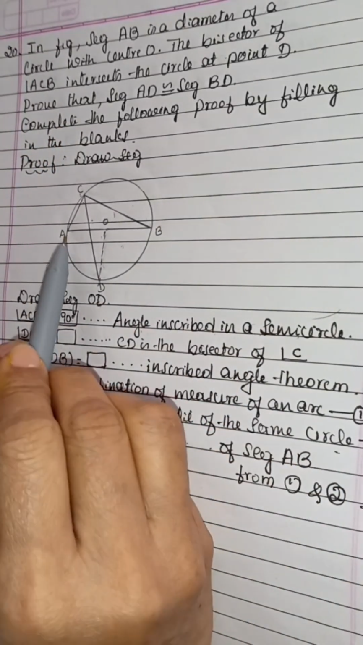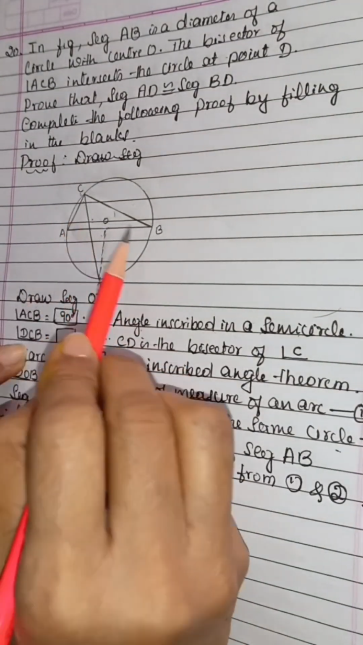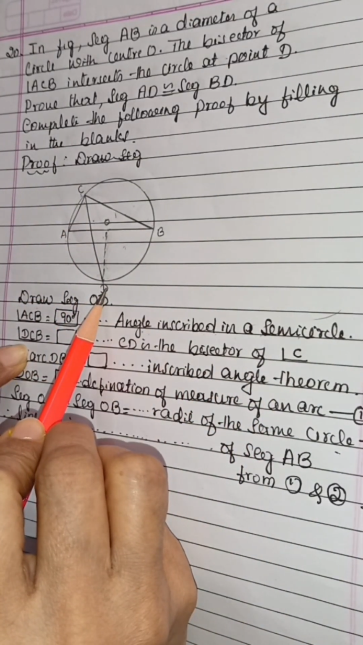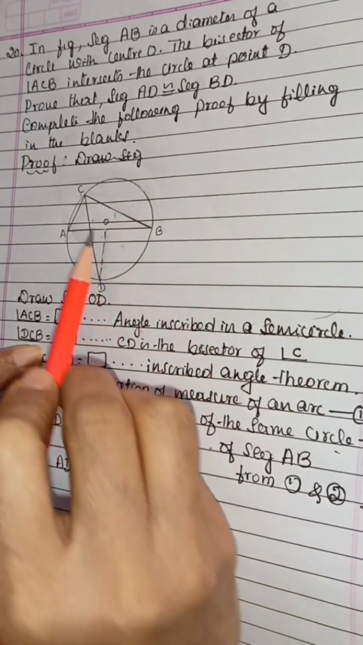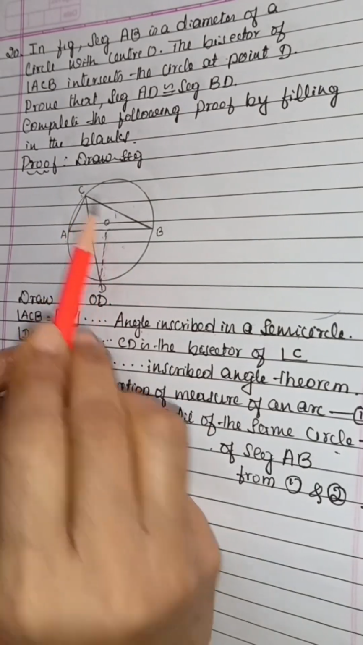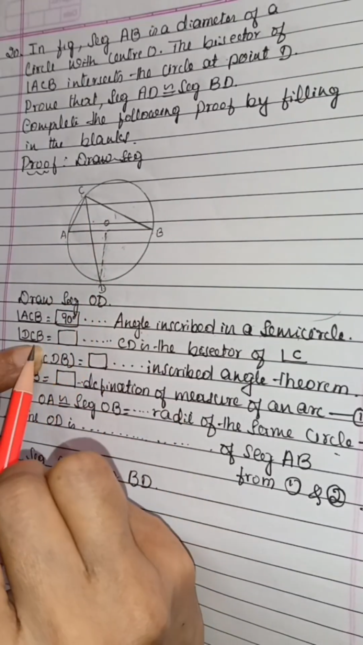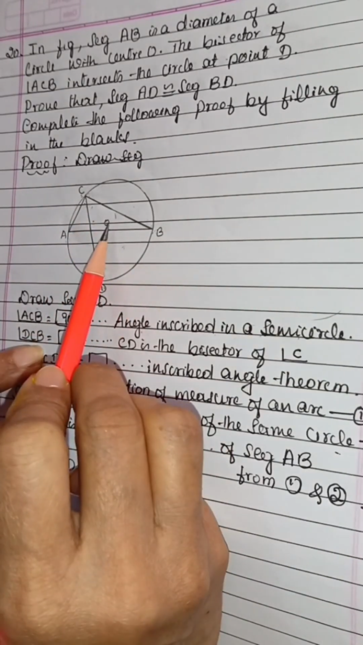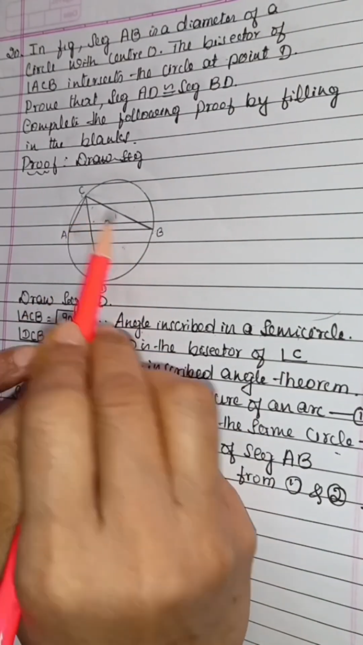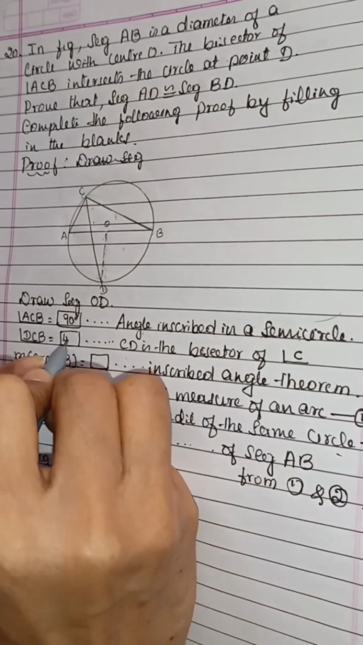Now angle DCB. See, CD is the bisector of angle C. Then how much is angle DCB? We know ACB is 90, and CD is a bisector. Then what is the measurement of angle DCB? Half of it, no? That is 45 degrees. This ACB is 90, this is a bisector, so angle DCB is 45 degrees, because CD is the bisector of angle C. So we can easily write it this way, 45 degrees.